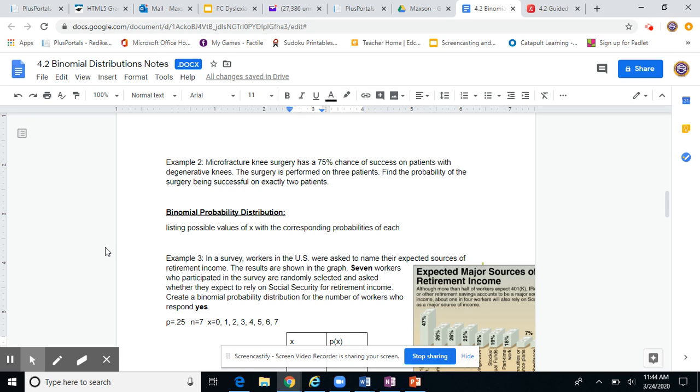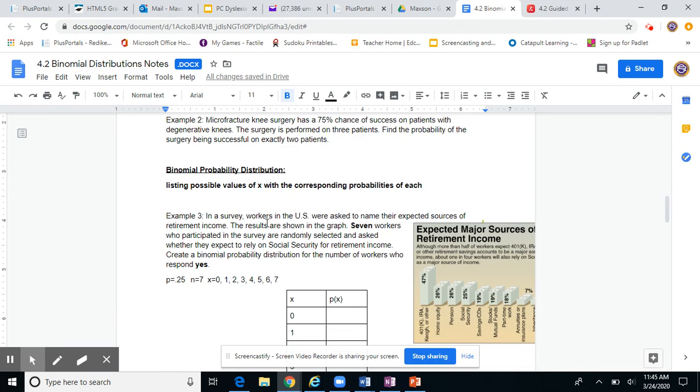So now we're going to look at how we organize the data of a binomial probability experiment. We organize it in what's called a binomial probability distribution. If you think back to frequency distributions, those were a table of all of our information. For a binomial probability distribution, we will be listing possible values of x with corresponding probabilities for each. So this right here is my definition of what a probability distribution is.